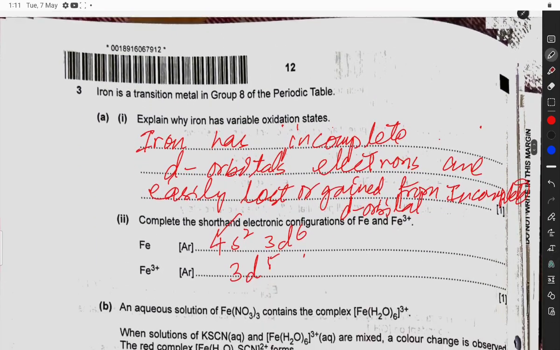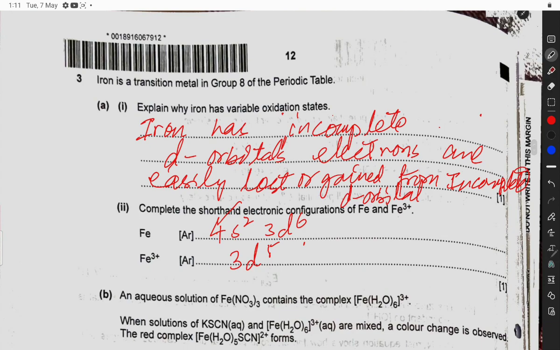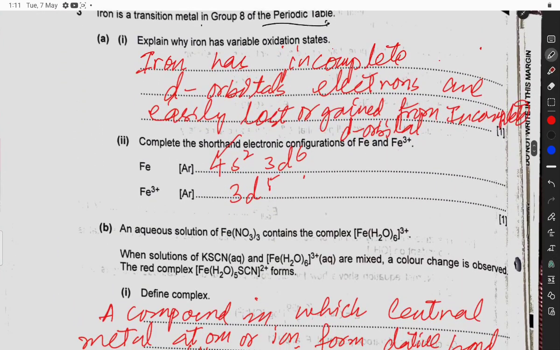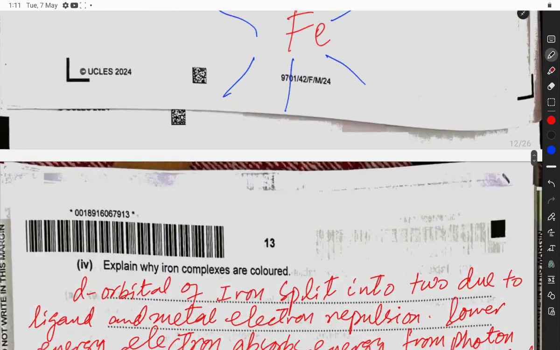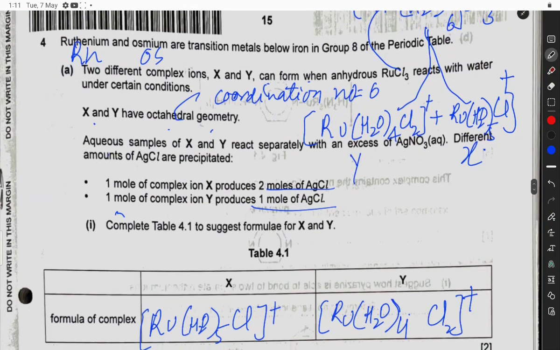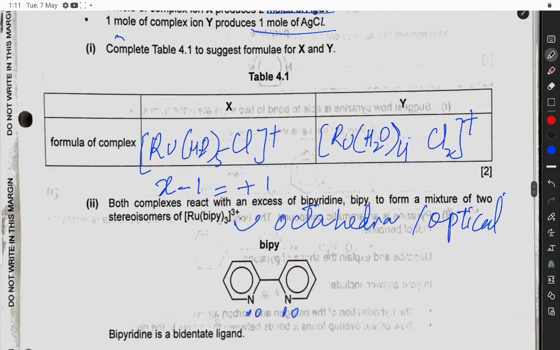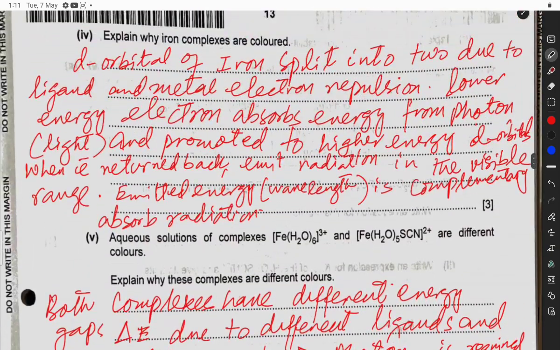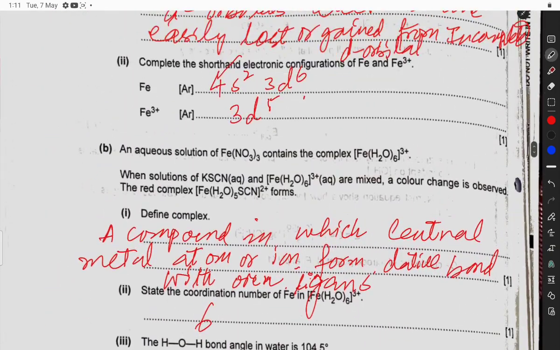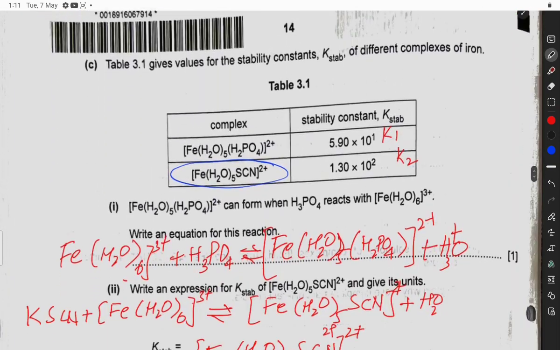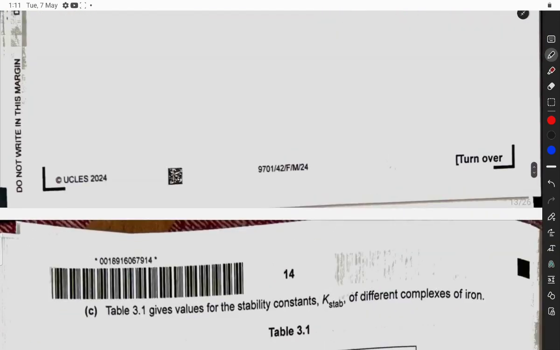Iron is question number 3. Iron is a transition metal in group 8 of the periodic table. Again, a transition metal question. Please do focus on transition metals. Look at here, 2 questions from the transition metals on iron. This is one question and this is another question. Look at here, this is another question from transition metals, about 14 marks.